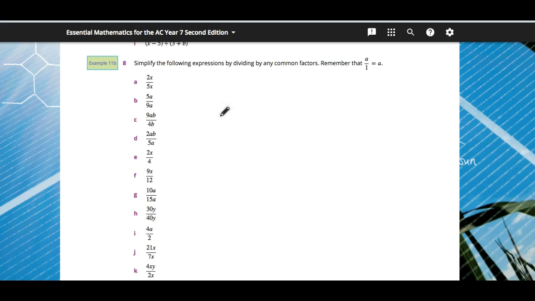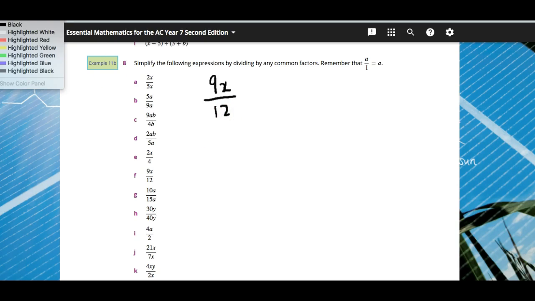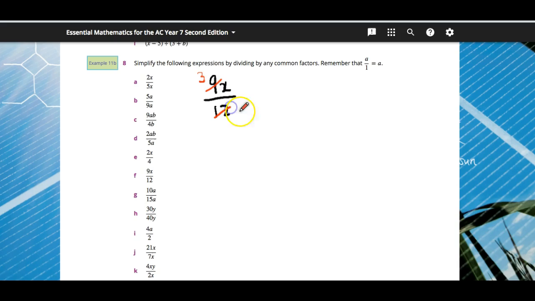Okay, let's look at F, 9x over 12. So let's do our cancelling first. So what number goes into both 9 and 12? So we've got 3. So 9 divided by 3 gives you 3, and 12 divided by 3 gives you 4. So when we rewrite that, we write 3x over 4. All right, let's look at another one.